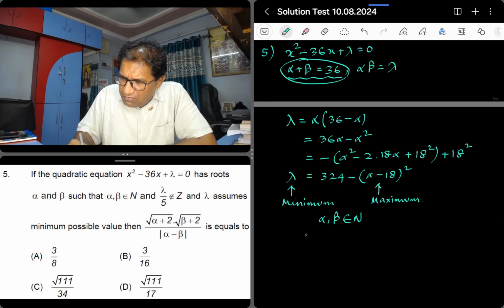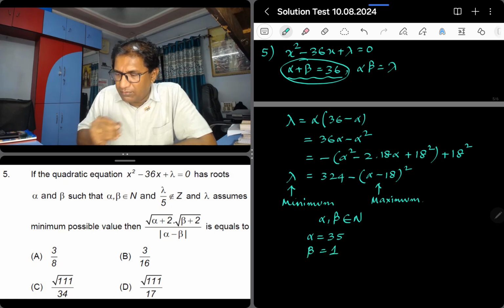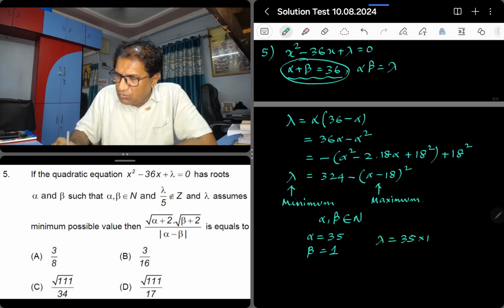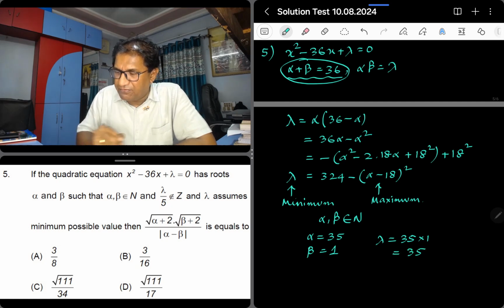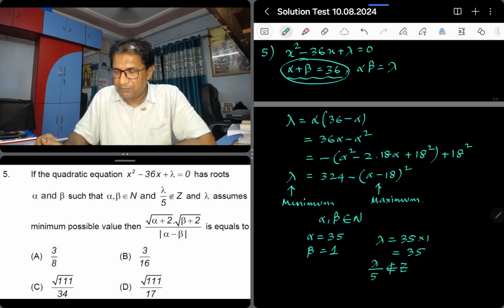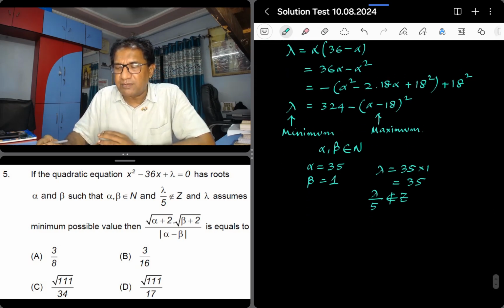So, the next value we will take, that is alpha is 35. If alpha is 35, your beta gives us 1. Okay? Because alpha plus beta is 36. Now, your lambda becomes what? Lambda becomes 35 into 1. That gives us 35. But there is another condition given that lambda over 5 does not belong to any integer. But if lambda is 35, then lambda over 5 gives us 7, which is an integer. So this value also we will not take.